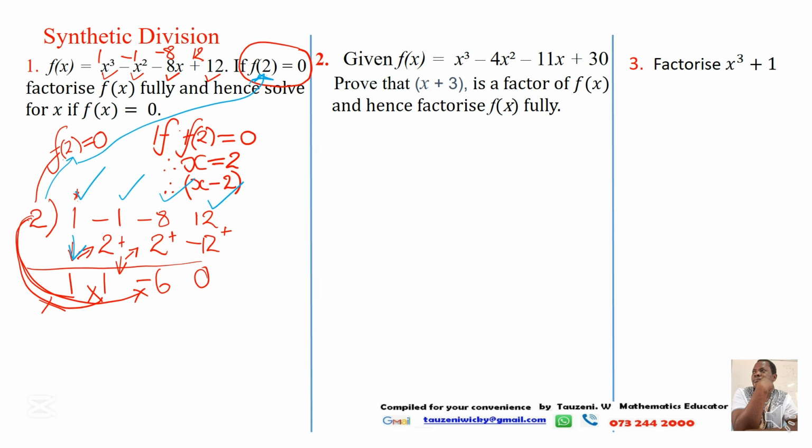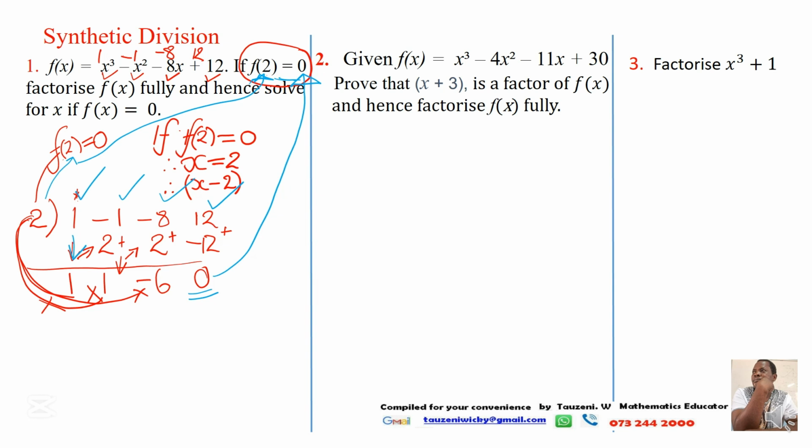Your synthetic division starts by writing this number down here. You take that number down, then you multiply. It's kind of a cycle. Multiply, write the answer in the next column, add. Multiply, write the answer in the next column, add. Multiply, write the answer in the next column, add, until you get to the last one. If f of 2 is equal to 0, like what is stated here, when you are done with your division, at the bottom here, you must get 0. This 0 must appear at the end.